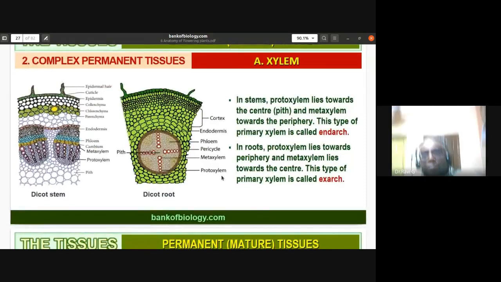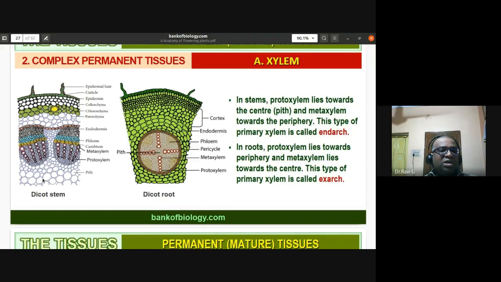So then, based on the arrangement of protoxylem and metaxylem, we have exarch and endarch types of xylem arrangement. In the dicot stem, you can notice that the protoxylem is towards the pith or center of the stem. Metaxylem is towards the external side, that is the periphery. So you can notice here where I'm pointing the cursor. The metaxylem is towards the periphery. Protoxylem is towards the pith or center of the stem. So this sort of arrangement where protoxylem is inside, endo, we call it endarch.